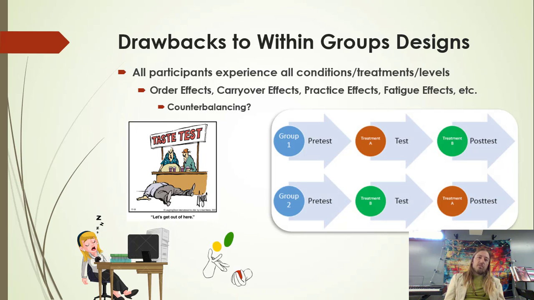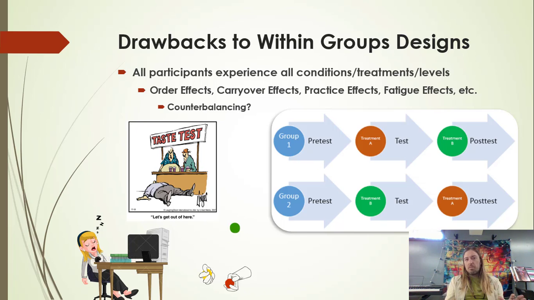What do we do then? Do we have to give up on within groups design? If we're worried about something like order effects or even practice or fatigue effects, one thing we can do is what's called counterbalancing. So if you look at the graphic there, and I apologize if my video is blocking it a little bit, we say we've got group one and group two.